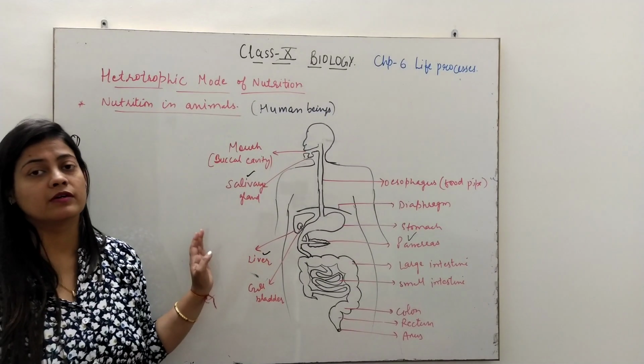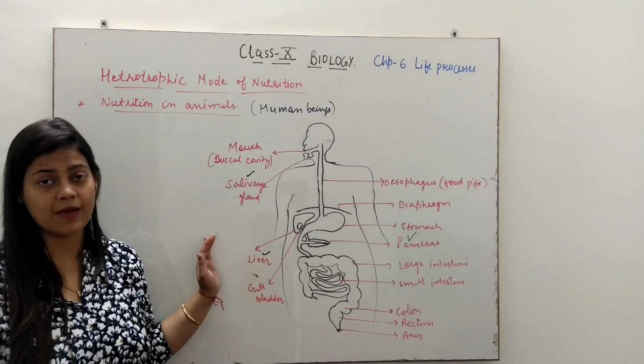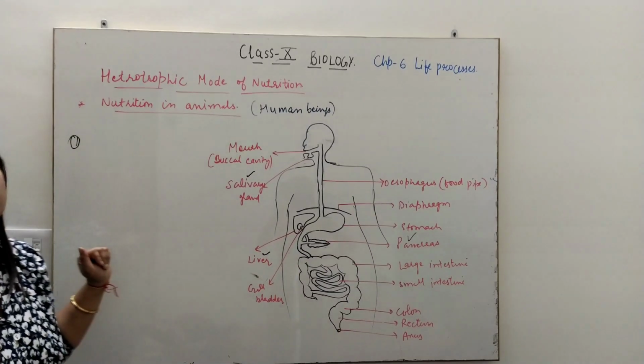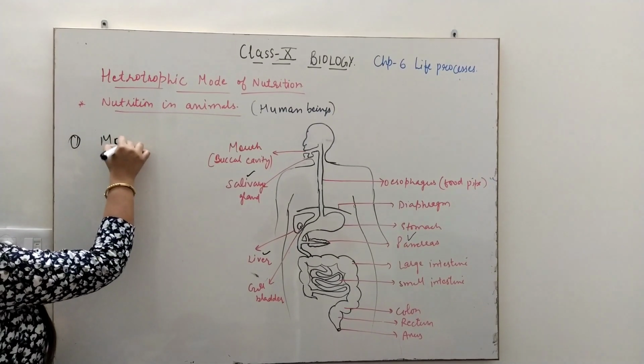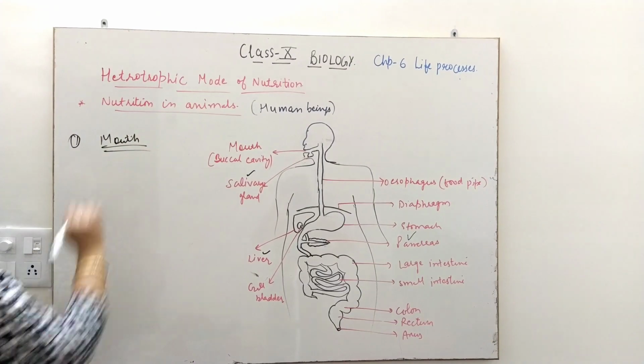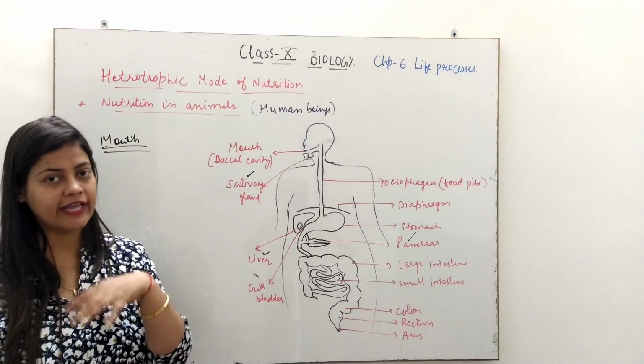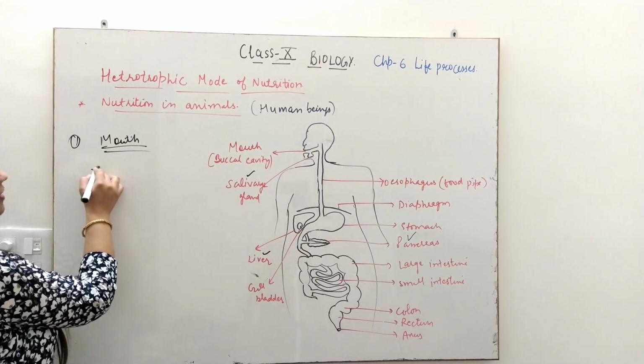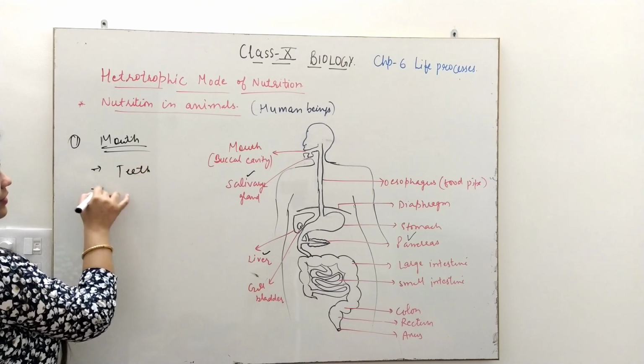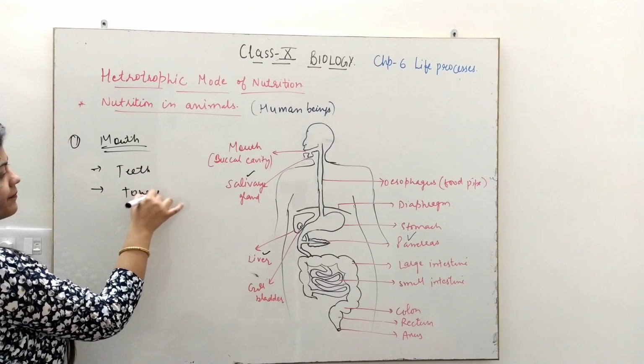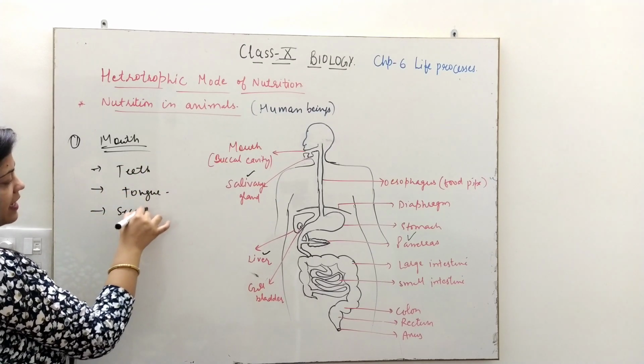So now let's see the actual digestion, how it happens in the human body. It first starts from the mouth. Whenever we take in food, in the mouth we have teeth, we have the tongue, and secretions from the salivary gland.